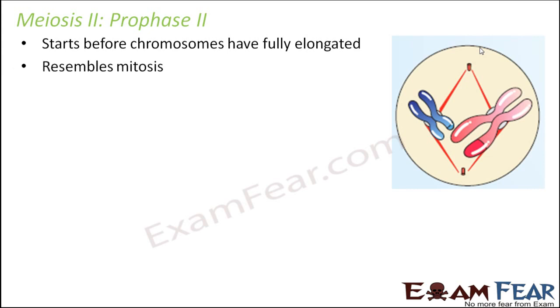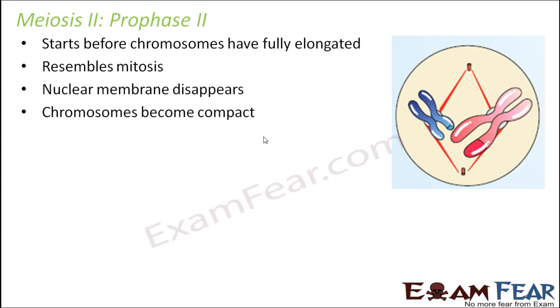Here again, meiosis 2 will resemble mitosis to a large extent. So here the centrosomes will again start to migrate to opposite poles, that is the centrioles, and the spindle fibers will begin to form for the second meiotic division. So as you see here, the spindle fibers are formed. These microtubules will connect to the kinetochores. So nuclear membrane will again disappear, nucleolus will disappear, the chromosomes again become compact.